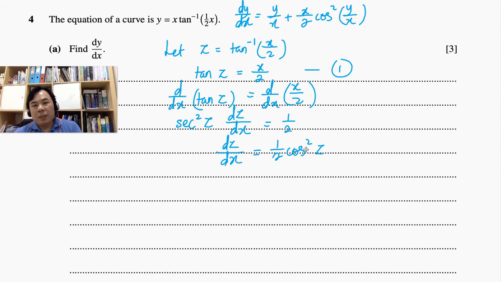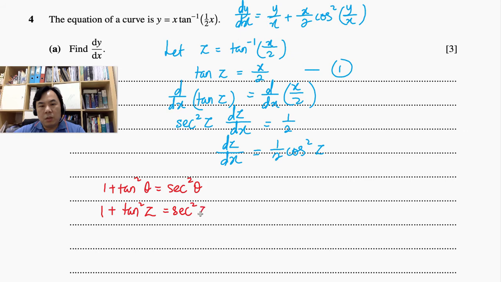Now how do we work out this in terms of x? This is in terms of z. If you want your answer in terms of x, what should you do? This is the way to do it. We're going to use a trigonometry identity: 1 plus tangent square theta is equal to secant square theta. You notice that 1 plus tangent square z must be equal to secant square z.